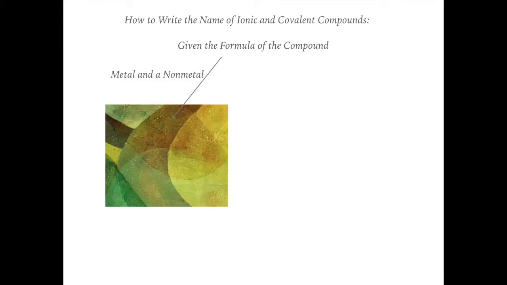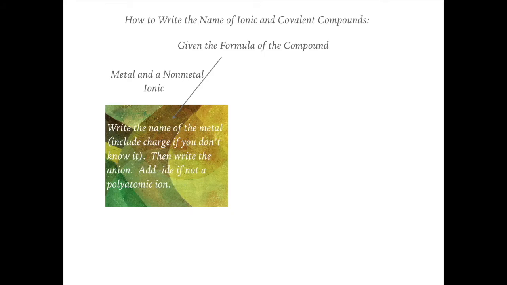Now how do I write the name if I'm given the formula? Well, if I have a metal and a nonmetal and I therefore have ionic bonding, I'm going to write the name of the metal. After the name of the metal, if I don't know the charge of the metal, meaning it's a transition metal, I'm going to write that as a Roman numeral. Then I'm going to write the anion. If the anion is not a polyatomic ion, I have to add IDE to the end.